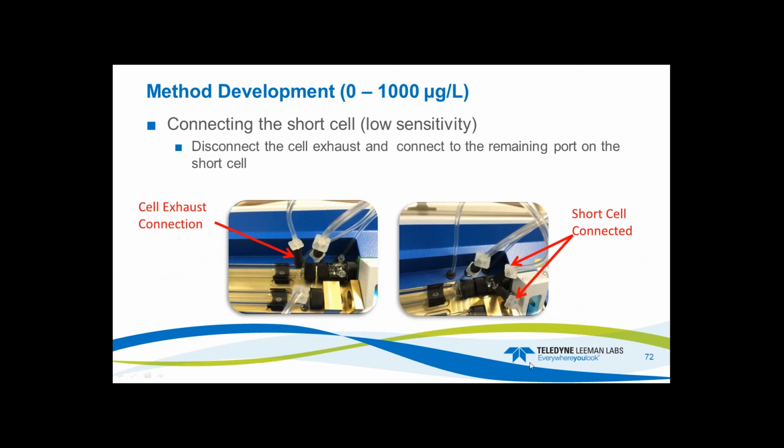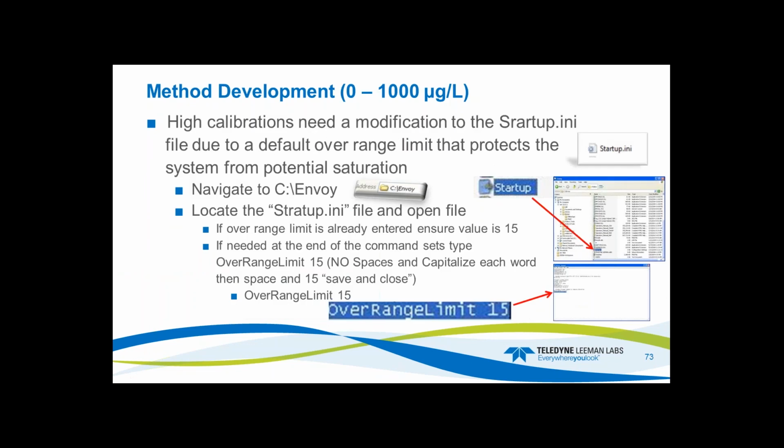So on the right here, I'm showing the cell connections completed. Now you're ready for your method development. Maybe, not quite. Okay, so high calibrations need to modify the startup INI file. So that INI file, as I said earlier, is a simple file that has some basic functions to control some of the activities within the software.